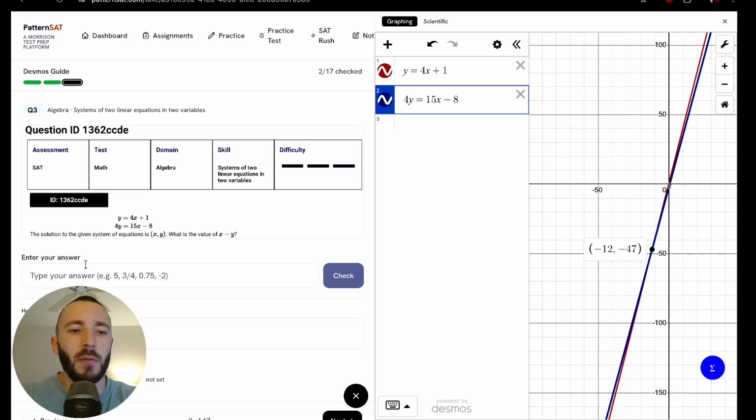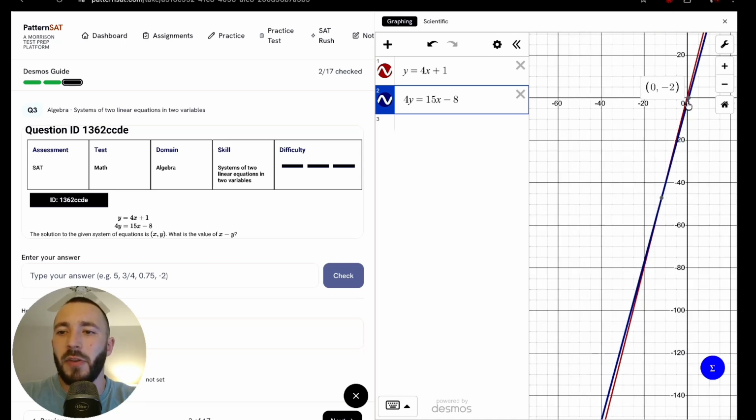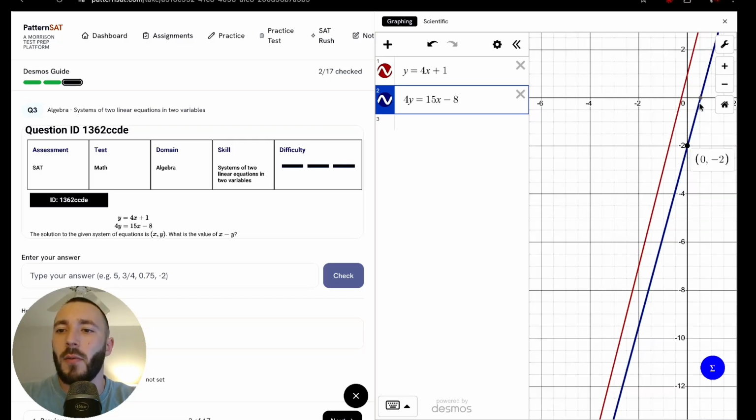y equals 4x plus 1, 4y equals 15x minus 8. I see where the lines cross. That's my solution. Where the lines cross is my solution. Notice how when you zoom out, these gray dots appear. They appear at solutions and intercepts. Okay, so here's a y-intercept, an x-intercept. If I click on the red line, I get the intercepts.